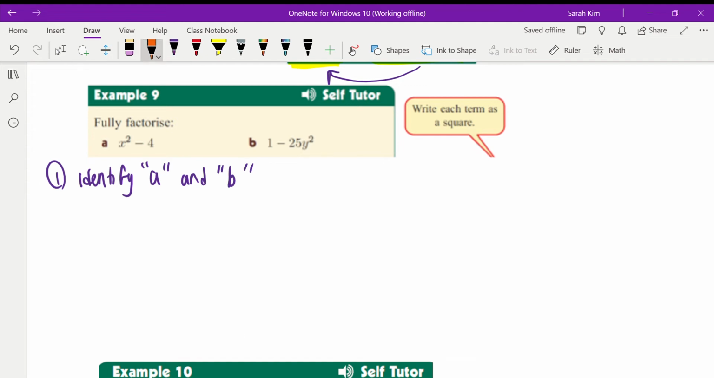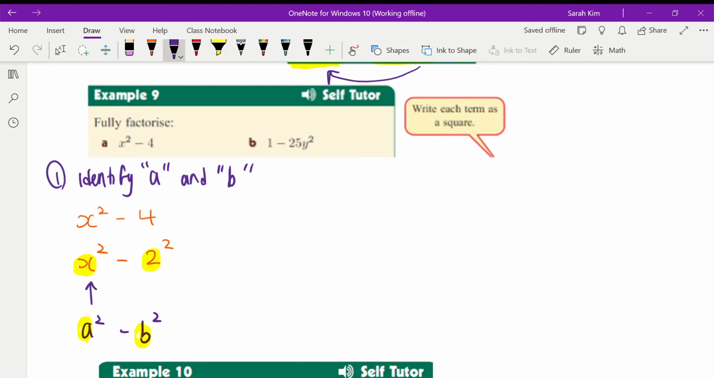It's x squared take 4. And as you can see, x squared is already in the squared format, but can we change the 4 into a squared format? Can we write that as something squared? Hopefully you can have a little think about it and know that you can write it as 2 squared. So hopefully you can see this is written as A squared take B squared. So A becomes the x, B becomes the 2.